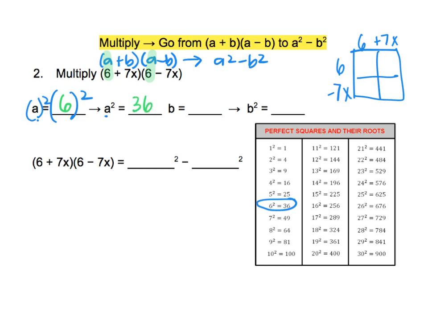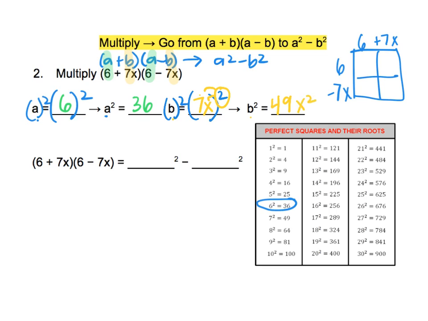All right, then we need b. So b and 7x are always in the same spot. So we are going to have b equals 7x. And again, remember, we need to square both sides. When I do that, b squared gives me b squared. When I square 7x, I need to square 7 and I need to square the x. So 7 squared would give me 49. And then x squared would be x squared.